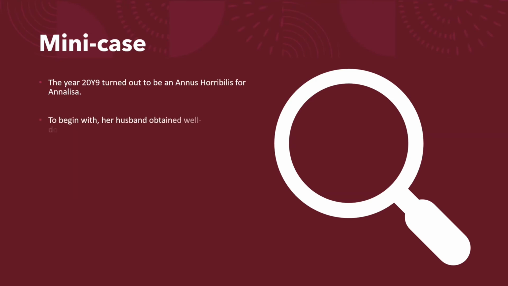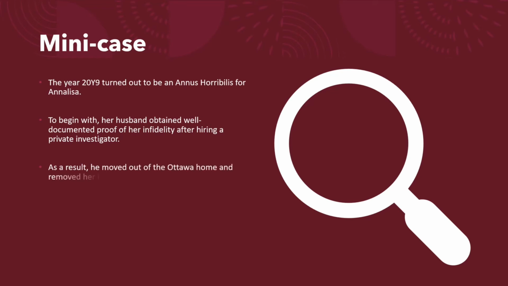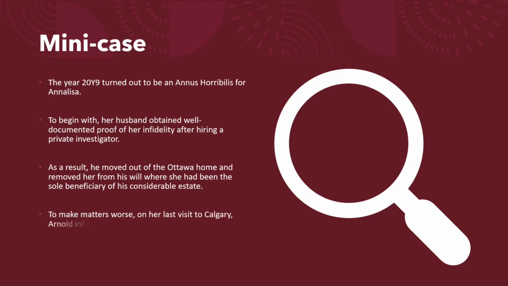To begin with, her husband obtained well-documented proof of her infidelity after hiring a private investigator. As a result, he moved out of the Ottawa home and removed her from his will, where she had been the sole beneficiary of his considerable estate. To make matters worse, on her last visit to Calgary, Arnold informed her that at 32 she was now too mature for his tastes, and he made other living arrangements.